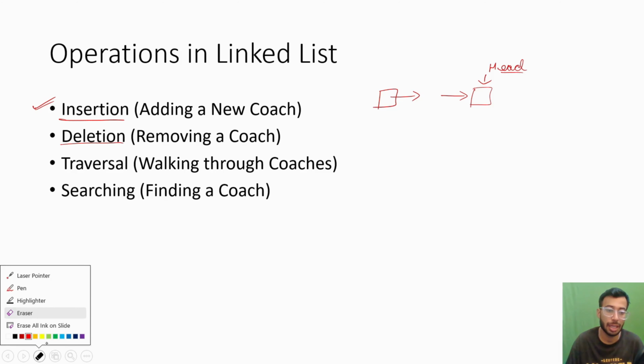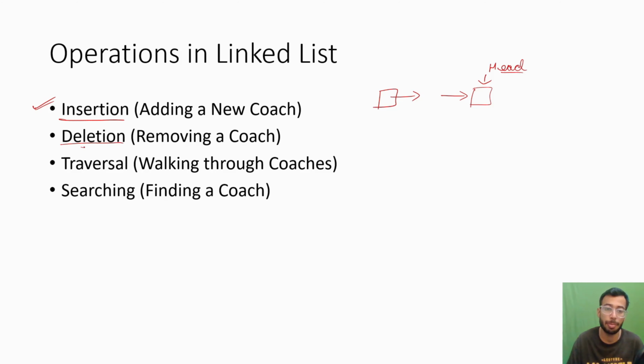Now there are multiple types here as well. You can remove the coach from the end, you can remove the front coach, or you can remove a coach that is situated in between. So there are different types of deletion that you can perform in a linked list. But deletion means removing a node, or in terms of a train, removing a particular coach.